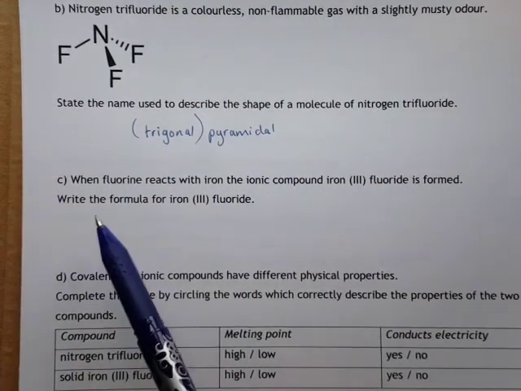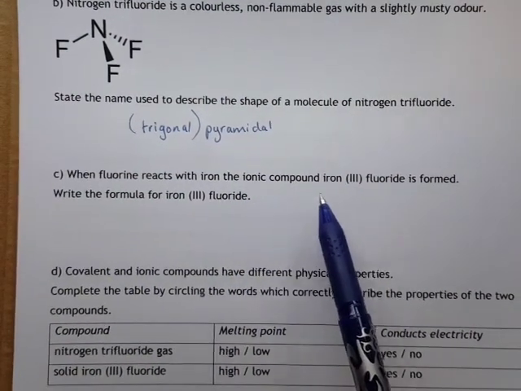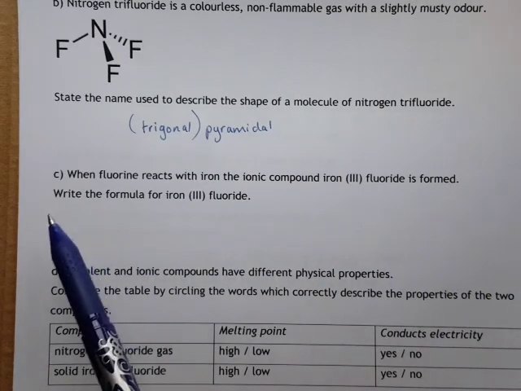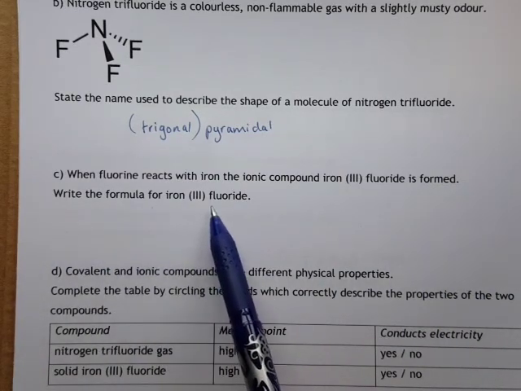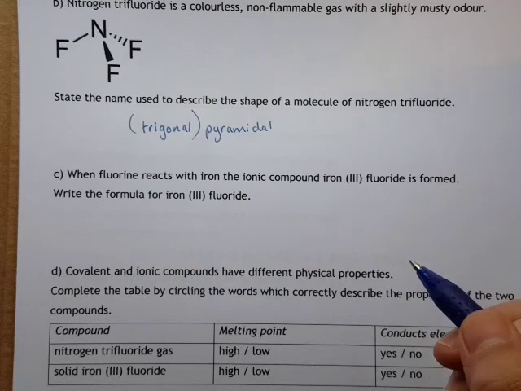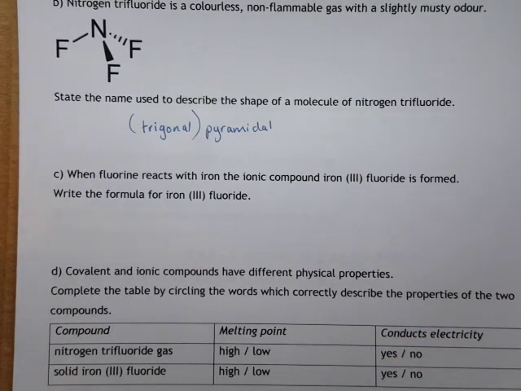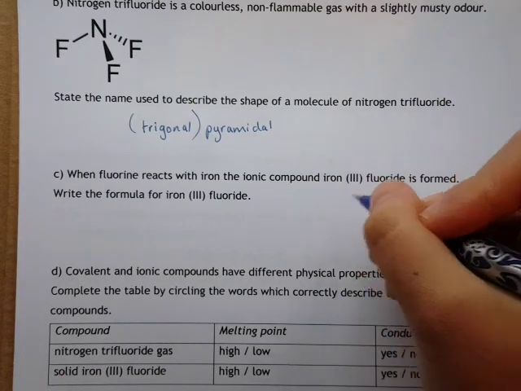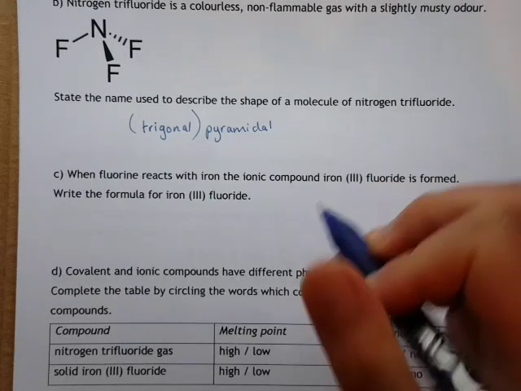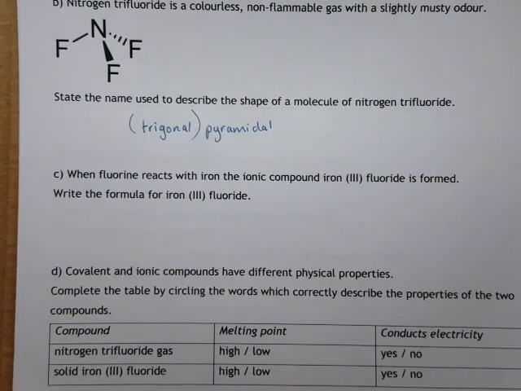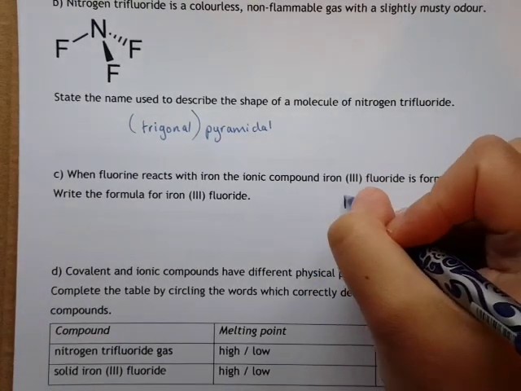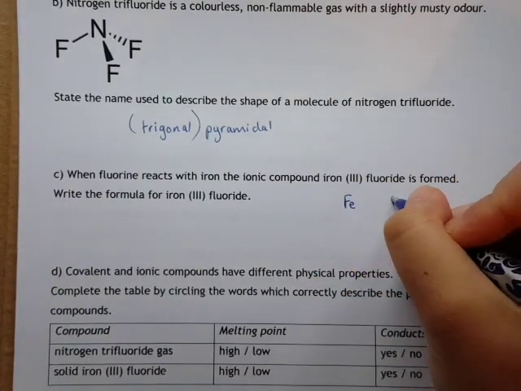Then part C, when fluorine reacts with iron, the ionic compound iron 3 fluoride is formed. And it says, write the formula for iron 3 fluoride. This should be nice and simple. I'm a wee bit disappointed to see a few silly mistakes here, especially with the valency for fluorine. So remember, when we're writing our formulas, we're going to do our crossover method. So we're going to find the symbols for the different elements. Now, iron, you would need to check in the periodic table, but iron has the symbol Fe. Fluorine has the symbol F.